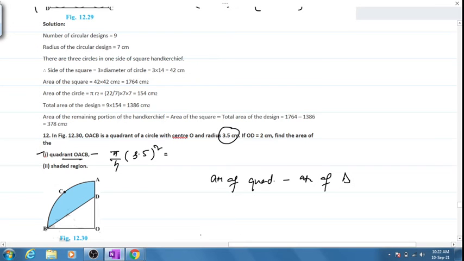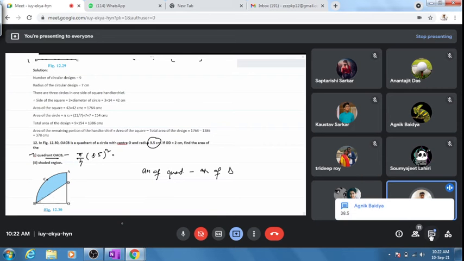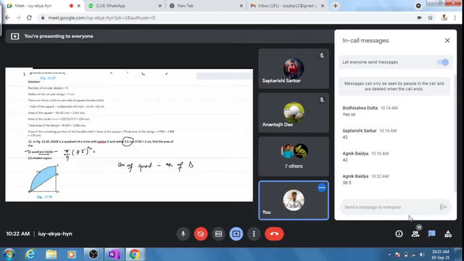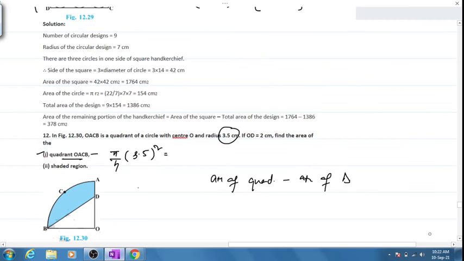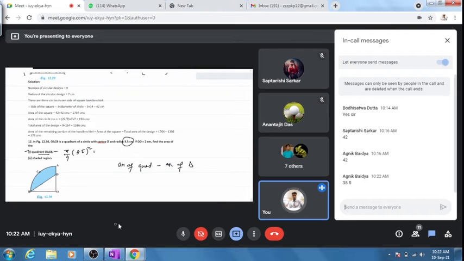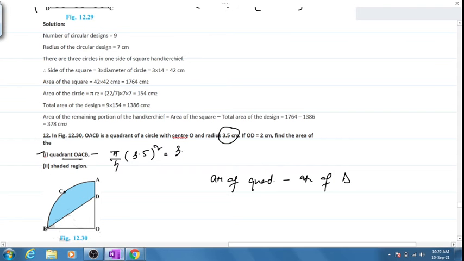No one has answered yet. 38.5. Excellent, Agnik. Agnik is the first boy to answer. 38.5, right? Yeah. Now what you have to do is find the area of the shaded region. I don't think it will be a big problem. 38.5 minus the area of the triangle, which is half into base into height. OD has been given to us as 2, and this base is how much? 3.5. I don't think it's a very big deal to subtract this now.